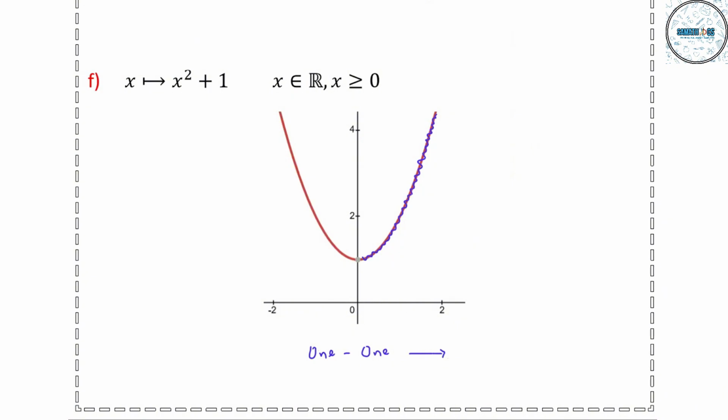Now we have to check whether it is a function or not by the vertical line test. We will draw vertical lines at different points. The lines are intersecting this curve at one point, so it is a function.